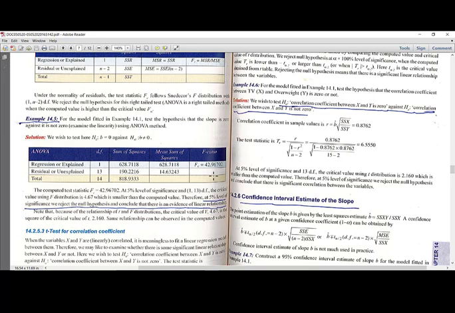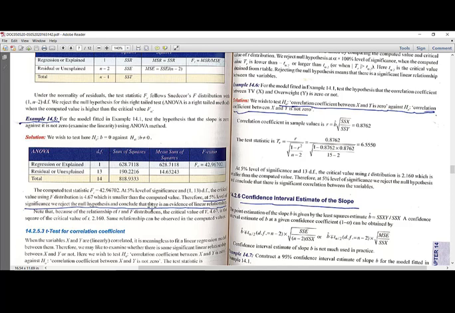Now if we see the F distribution table, the computed test statistic 42.96702 at 5% level of significance and 1, 13 degrees of freedom, the critical value using the F distribution can be found as 4.67, which is smaller than the computed value. That means our calculated value is more than the table value of F.